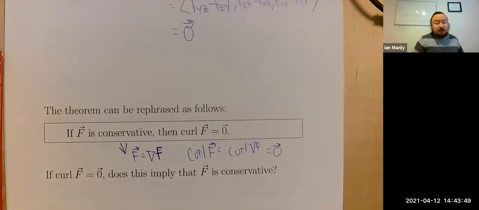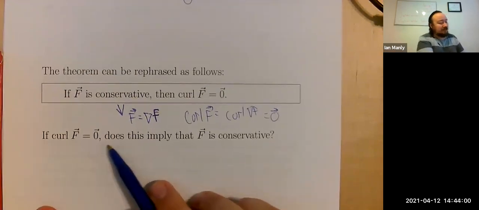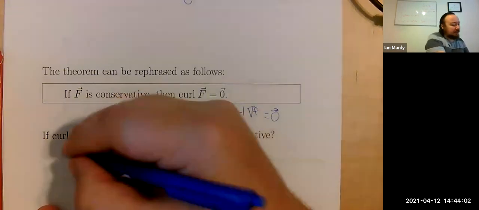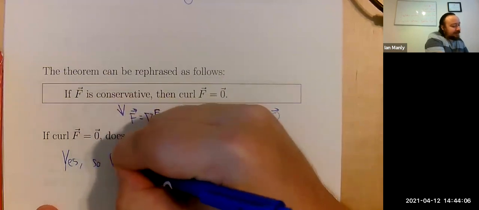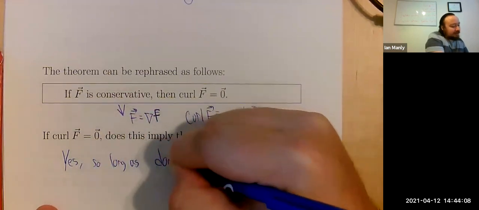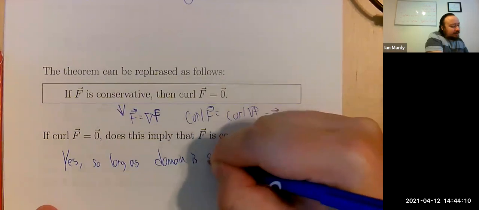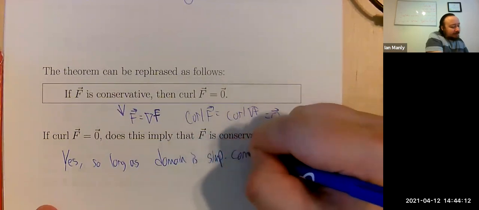So unlike a lot of theorems in math that don't really go both ways, like the test for divergence back from Calc 2, it's probably the best example of something that doesn't go both ways. If the curl is 0, does this imply f is conservative? Yes, the answer is yes, so long as the domain is simply connected.